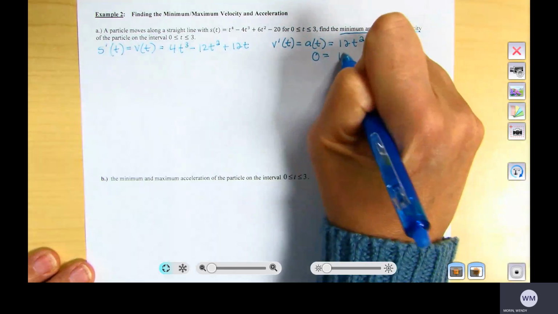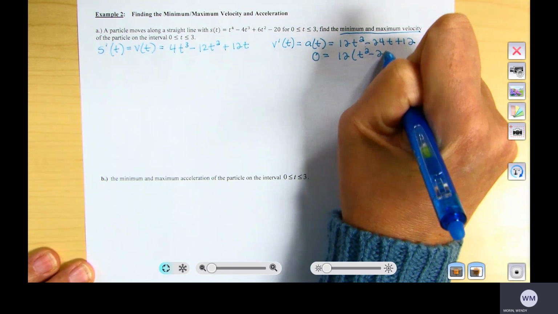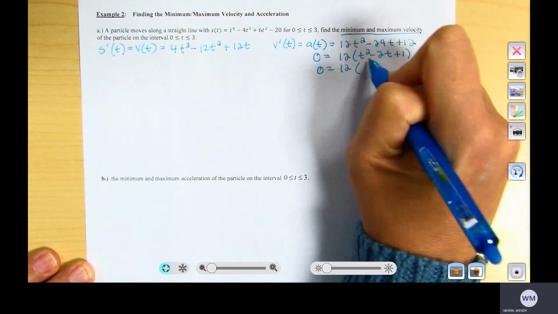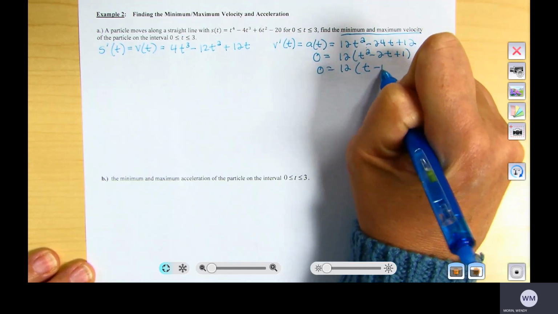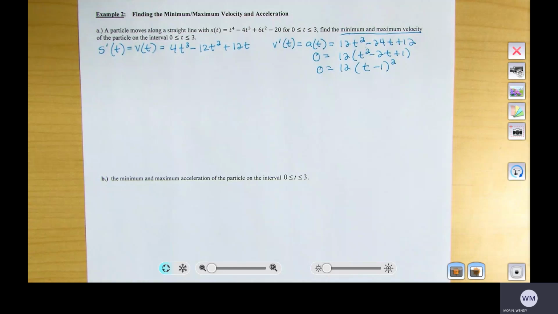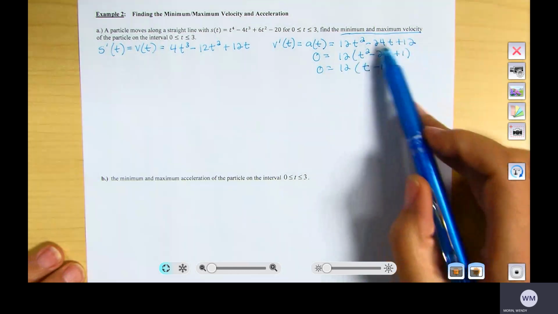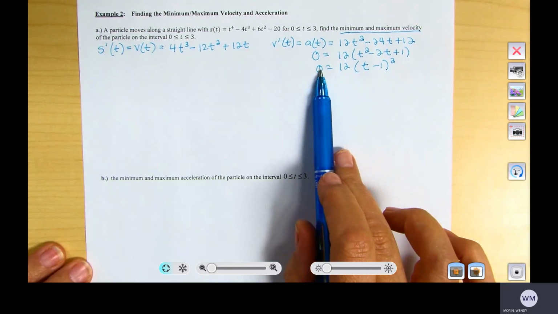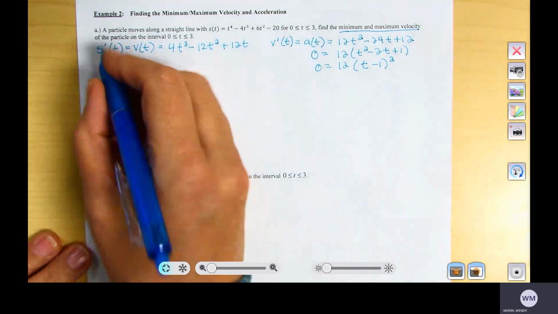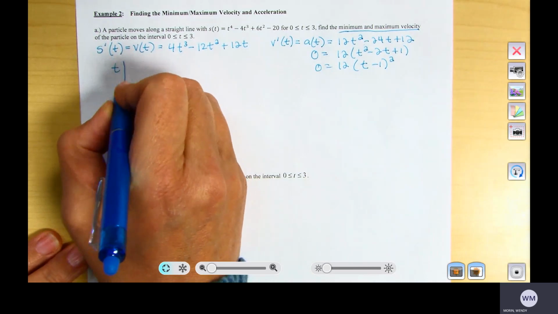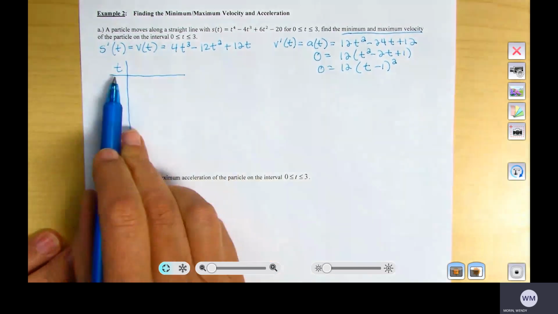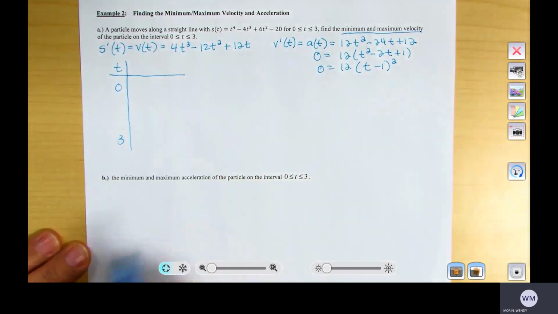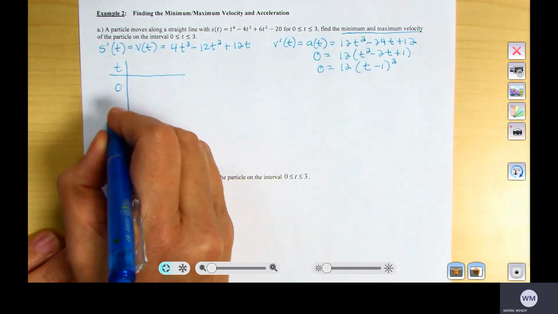And I'm going to go ahead and factor out a 12 so I can make the problem a little bit easier. And then this is a perfect square trinomial and factors into t minus 1 times t minus 1. So this derivative set equal to 0 is going to give me my critical values. 12 never equals 0, but this equals 0 at 1. So now when I go to make my table, my endpoints are 0 and 3. And my critical value here is 1.